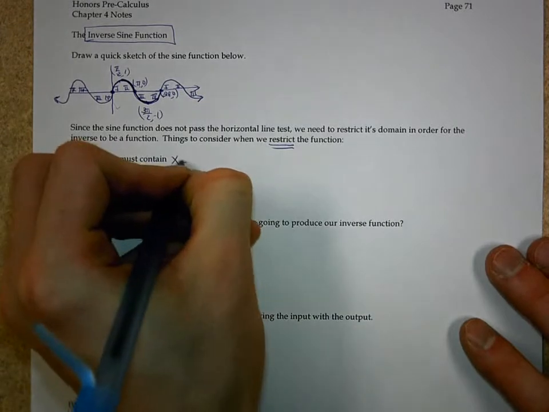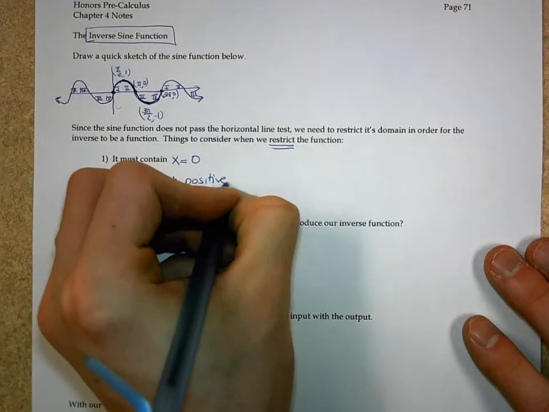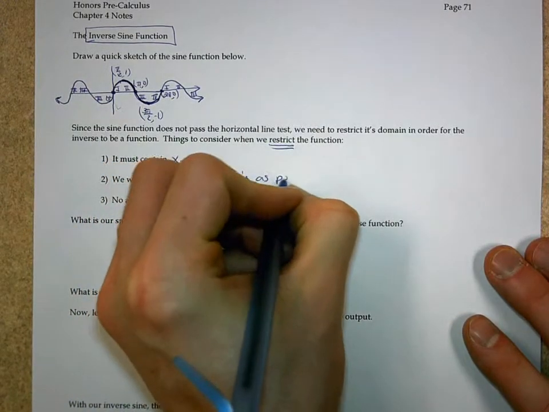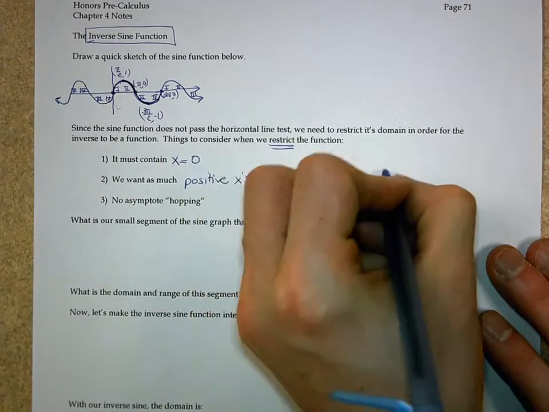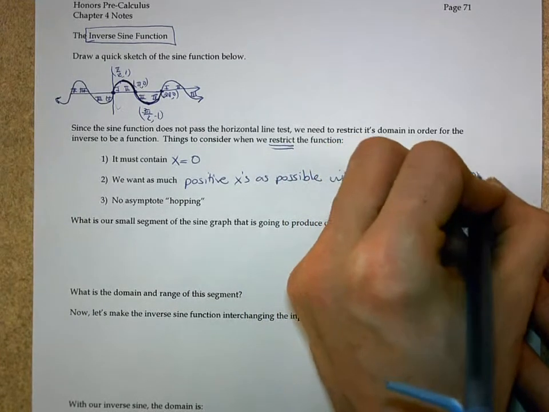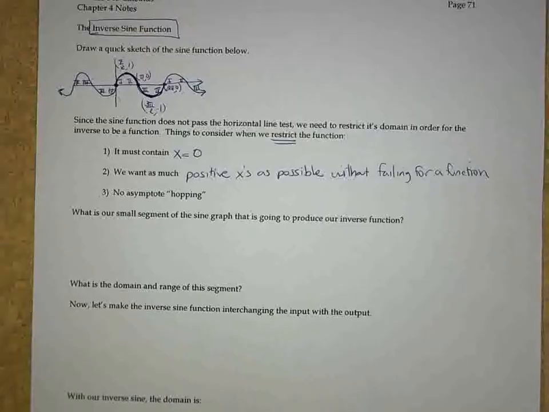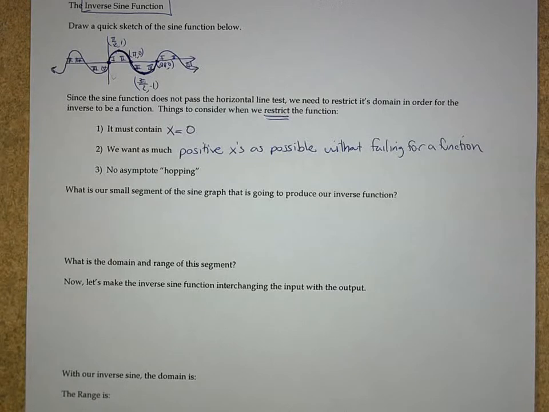The first thing is it's going to contain x equals 0. The second thing is you want as much positive x's as possible without failing for a function. So we're going to go to the right as far as we can as long as we pass the horizontal line test. Then once we are done with everything to the right, we'll look at stuff to the left. But we don't want to go to the left until we look at the right. The final piece then is no asymptote hopping. And we see that specifically with the tangent.